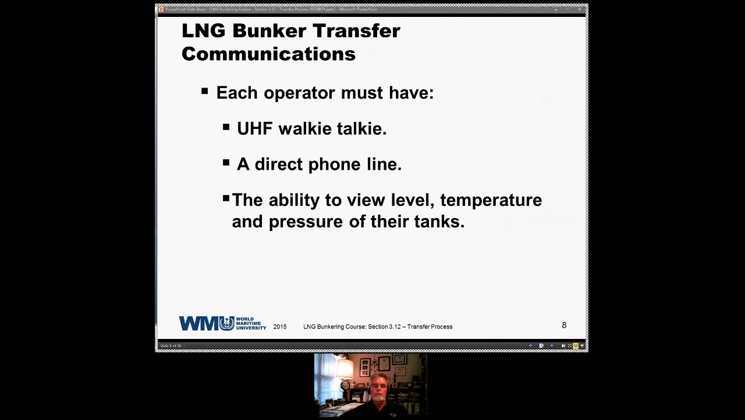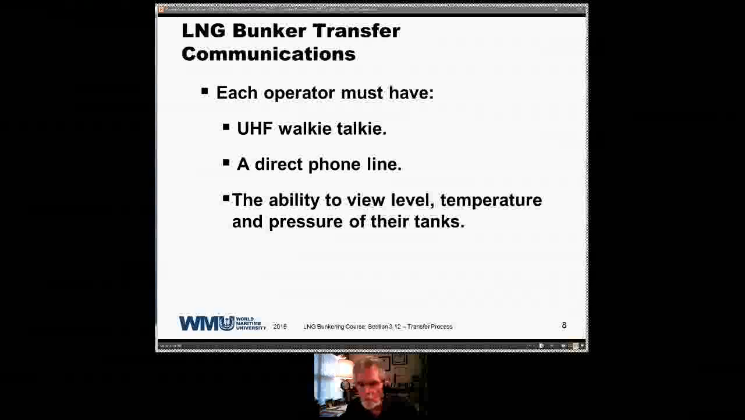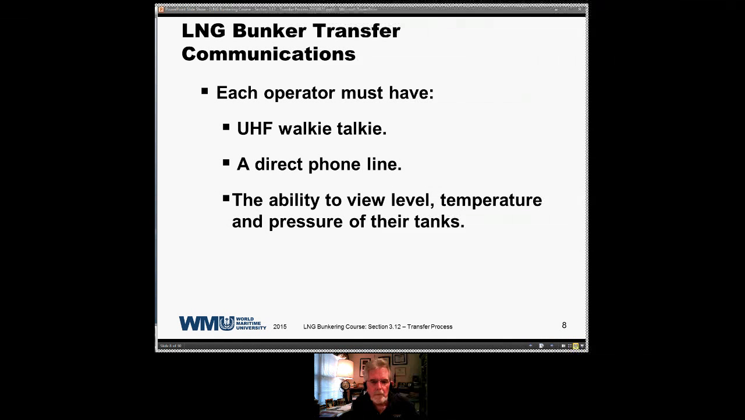So if you go into the cargo control room of an LNG carrier when the transfer of LNG is taking place, you'll find in most cases there are going to be 3 means of communication. One of them is going to be a walkie-talkie. The other is going to be what's called a hotline.